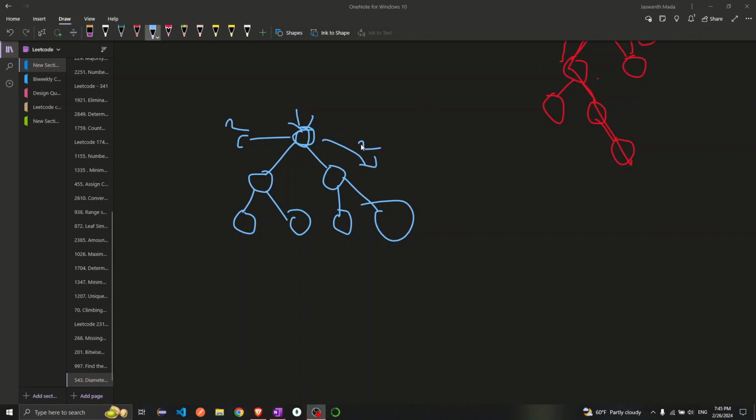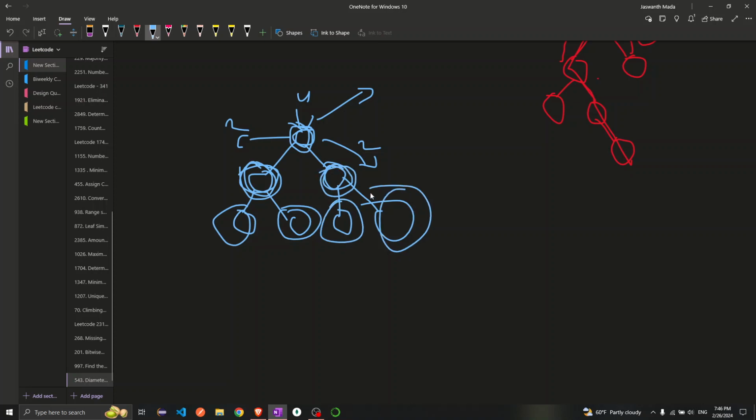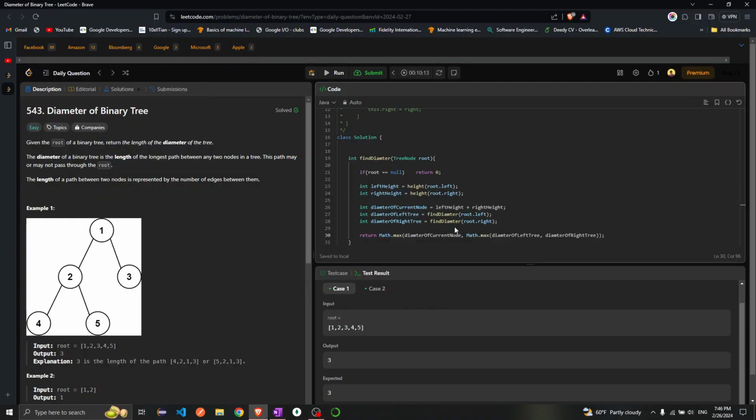So the height of the right subtree is 2. So the diameter is 4, right? What I'm doing is, I'm taking this diameter and this diameter and this diameter, and I'm finding the maximum of these three and returning it. For this node, I'm finding the diameter of this node and this node, and I'm returning the maximum of these three. And for this node, I'm finding the diameter of this node and this node, and I'm returning the answer. So that's what I'm doing right here.